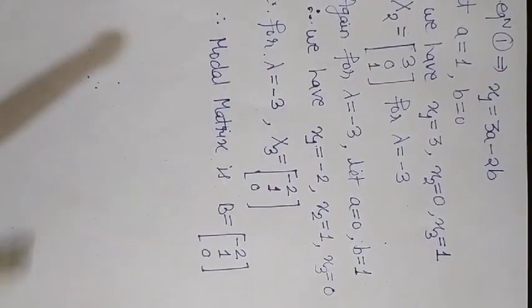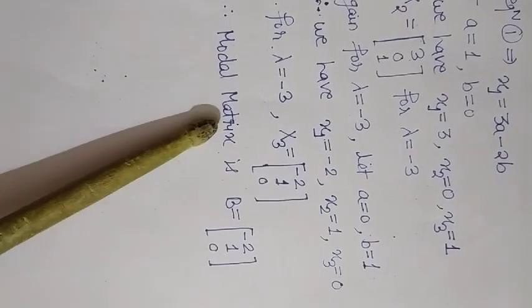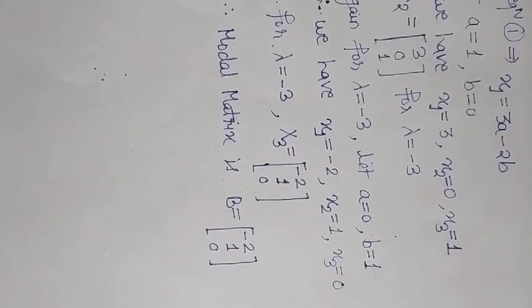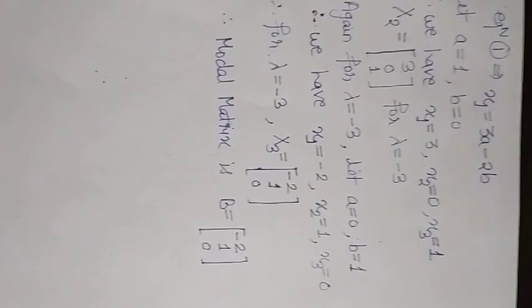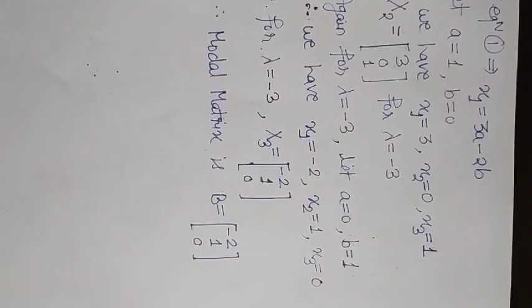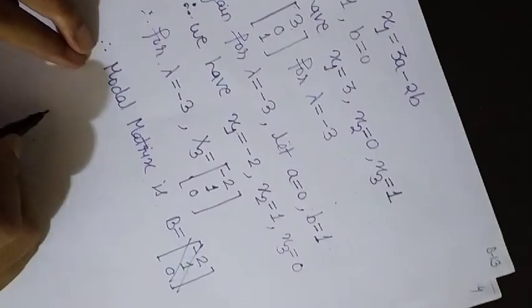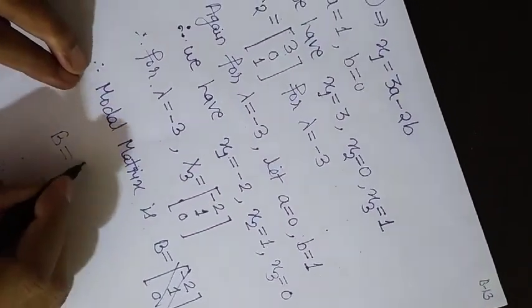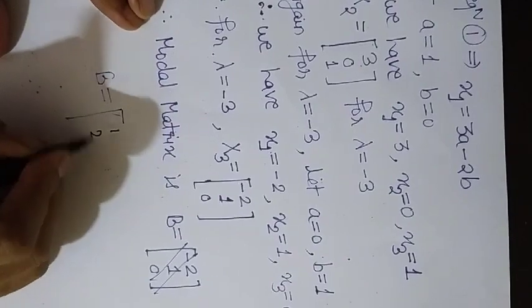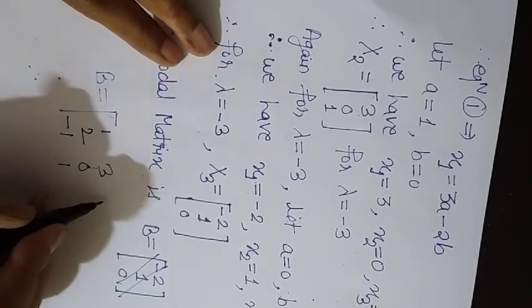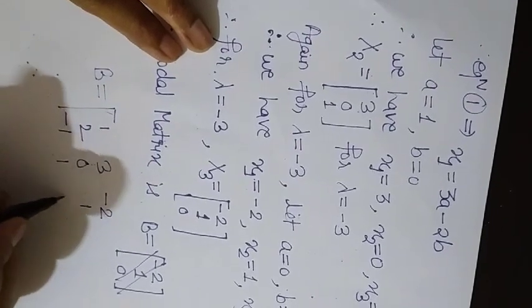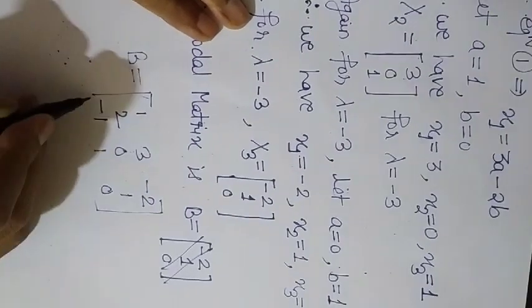So after getting all the eigenvectors, we can write the modal matrix, that is B is equal to: the first column is [1, 2, -1], the second is [3, 0, 1], and the third one is [-2, 1, 0]. So this will be the required modal matrix.